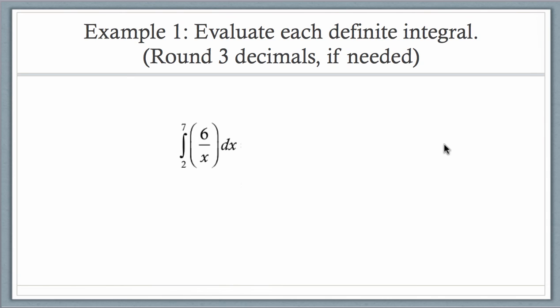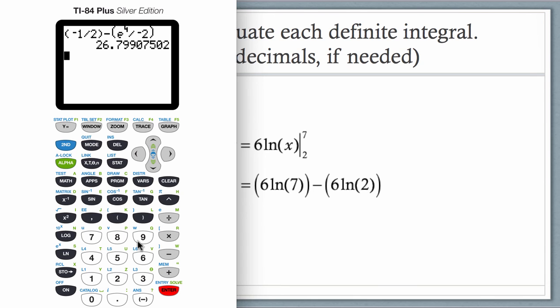Our last example here, we have the integral from 2 to 7 of 6 over x dx. Well, whenever I have a constant over x, that's going to be my natural log as my antiderivative. I'm evaluating from 2 to 7, so I'm going to plug in 7 and then plug in 2 and find the difference between those two values. So 6 natural log of 7 minus 6 natural log of 2.